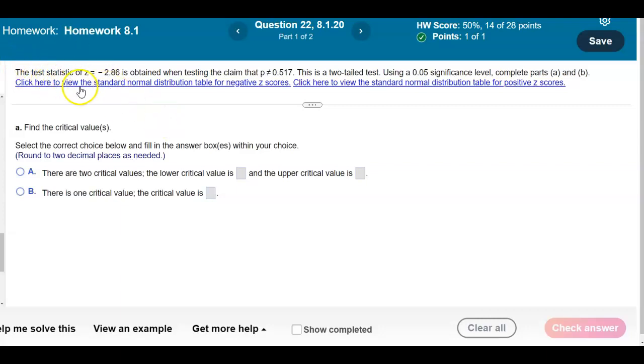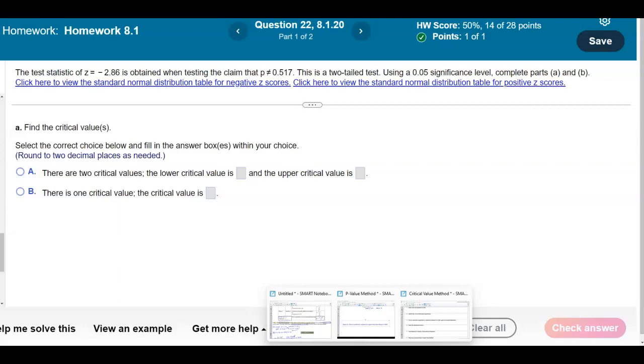The test statistic of z equals negative 2.86 is obtained when testing the claim that the population proportion is not equal to 0.517. This is a two-tailed test. Using a 0.05 significance level, we're going to complete parts A and B. So the first thing we need to do is find the critical values. So let's go ahead and do that.